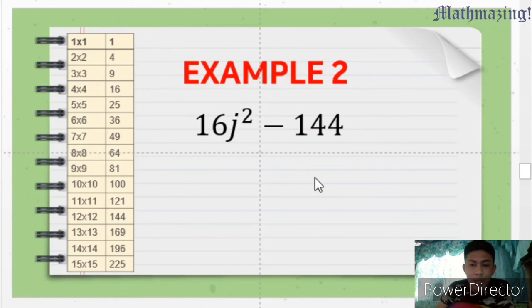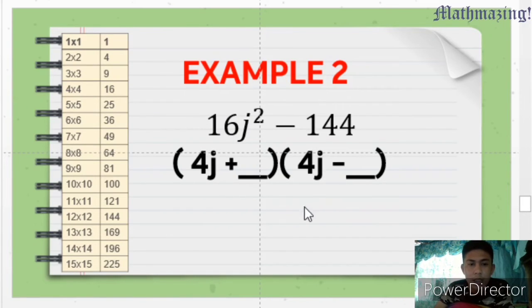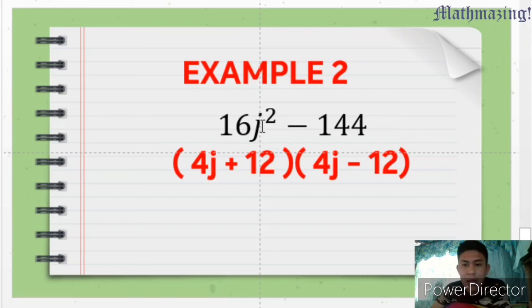Okay. Another example tayo, we have 16g squared minus 144. Una natin gagawin, create tayo ng dalawang parentheses. Plus yung nasa loob ng isang parentheses at yung sa kabila naman is minus. Next, we have to get the square root of our first term, 16g squared. So 16, we have 4. So 4g, yan, ilalagay natin sa first term ng bawat parentheses natin. Then next is 144. Saan dito si 144? Ito. So we have 12. So ilalagay natin si 12 sa pangalawang blanks natin. Ayan. So therefore, the factors of 16g squared minus 144 is 4g plus 12 times the quantity of 4g minus 12. Okay, so ganun ng kadali.